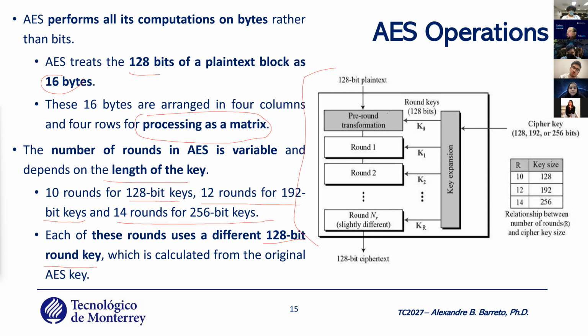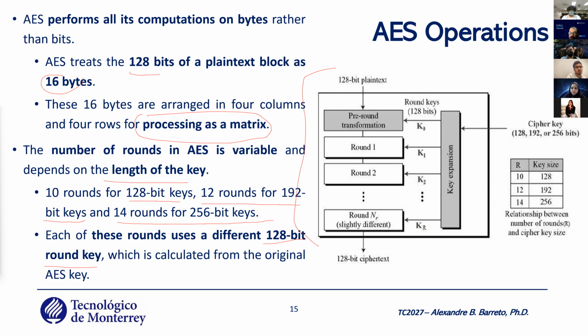You have a pre-round transformation like DES. You have round 1, 2, 3, and you have the key expansion. In this case, it's a little different, because in the first you operate the key to shuffle the key, to generate the key. In this case, you increase the size of the key to generate the round keys.